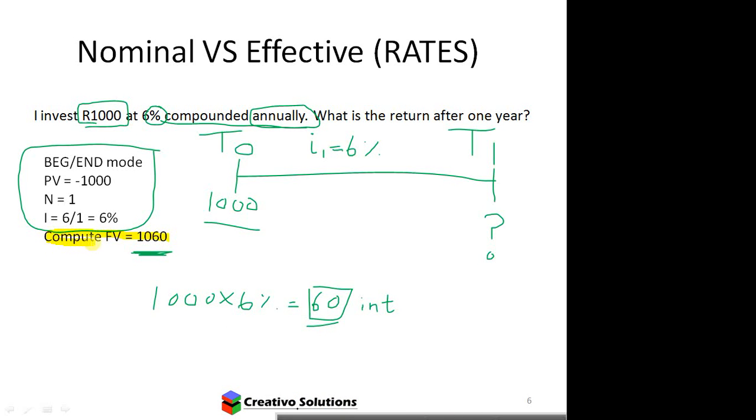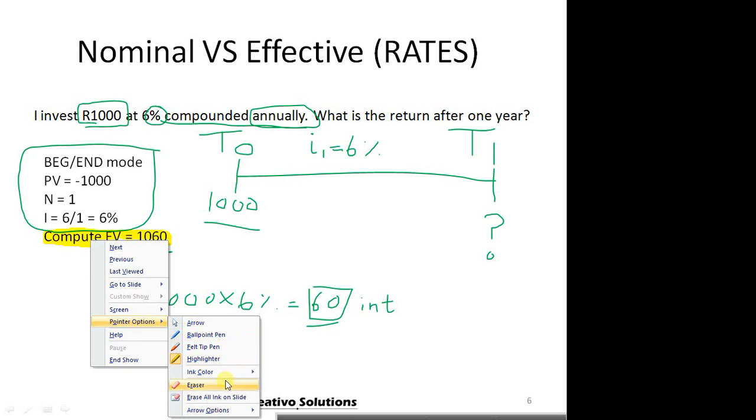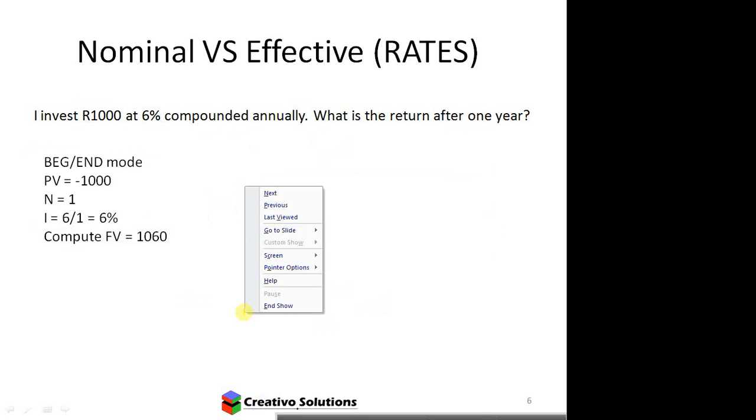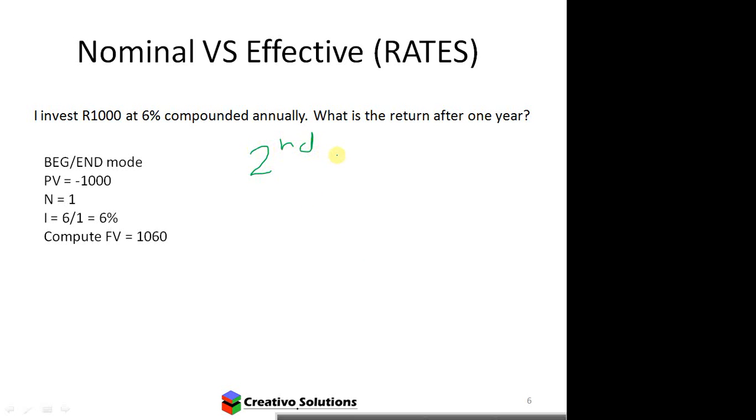1,060. Okay, so how do we get that amount? We get that amount on the calculator by substituting in values. So you've got the HP. Step number 1 is always to clear your memory. So you need to press second function, which is the orange button, and then you press CA all, clear all.